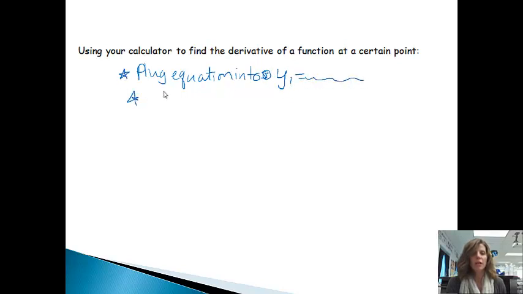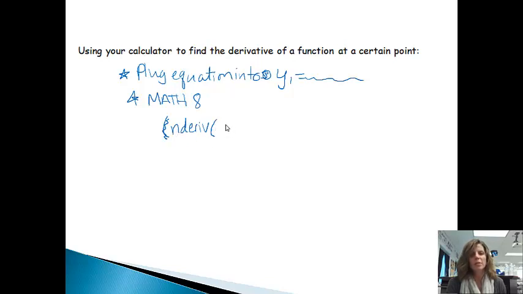Okay, the second thing that we're going to do after that, and if you have the new operating system, yours might work a little bit differently, so you might want to ask me about this, or I can try to find an example for you for that. So the next thing that we're going to do is when we actually want to find the derivative at a certain point, we are going to choose Math 8. And when we choose Math 8, what's going to come up on our calculator? It's going to say nDeriv, so it's taking the derivative at a certain number.